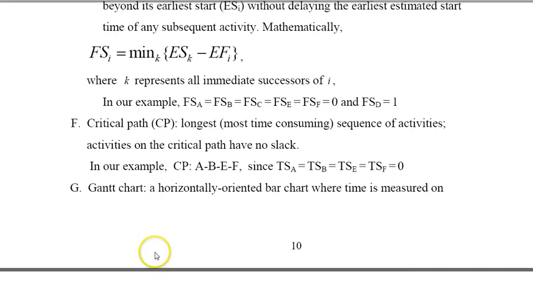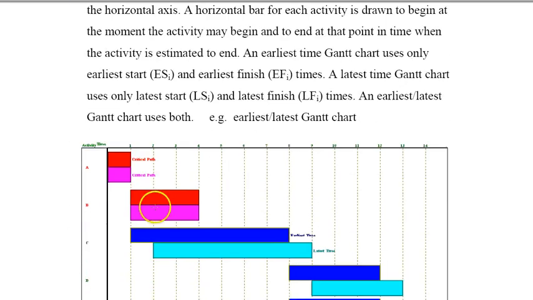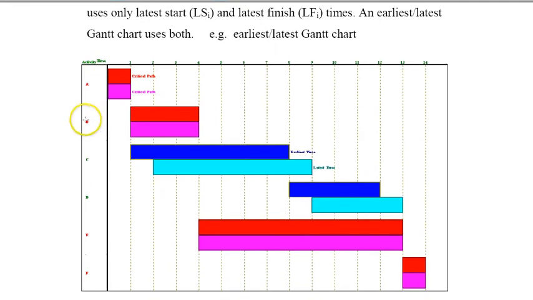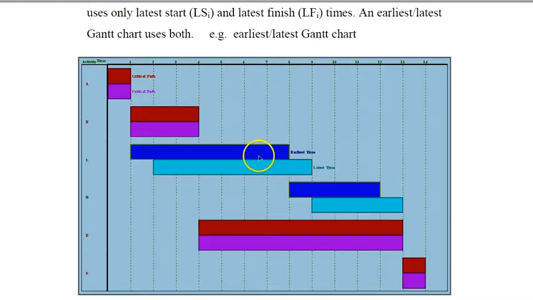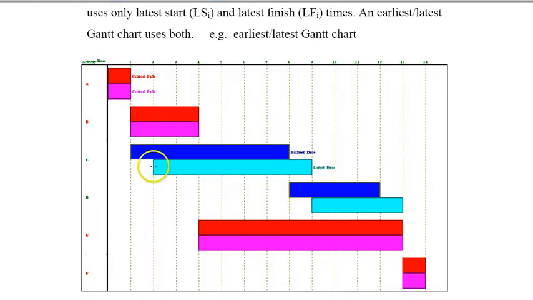The Gantt chart, let's do a Gantt chart for our example. And in this example, we have for activity A, the earliest start, earliest finish, latest start, latest finish. So all critical activities will have their earliest start and latest start the same. So there is no slack. For this activity C, you can see the earliest start, earliest finish, latest start, latest finish.